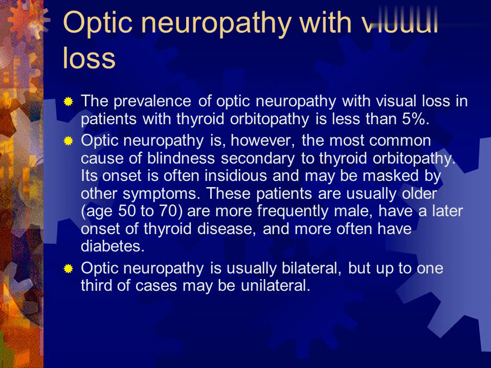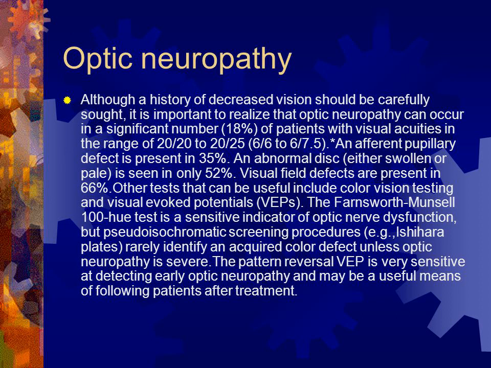These patients are usually older, age 50 to 70, are more frequently male, have a later onset of thyroid disease, and more often have diabetes. Optic neuropathy is usually bilateral, but up to a third of cases may be unilateral. Although a history of decreased vision should be carefully sought, it is important to realize that optic neuropathy can occur in a significant number, 18%, of patients with visual acuities in the range of 20/20 to 20/25, 6/6 to 6/7.5. An afferent pupillary defect is present in 35%.